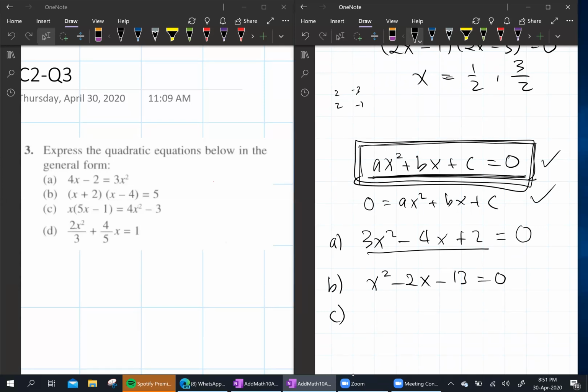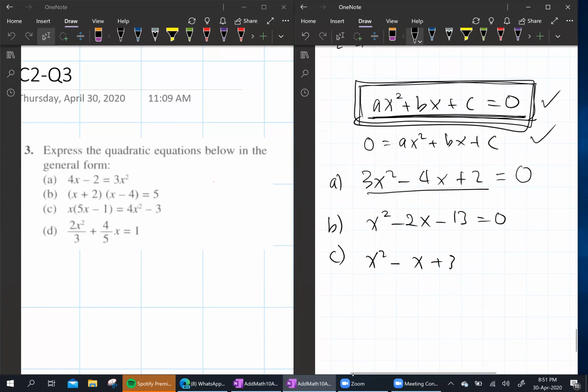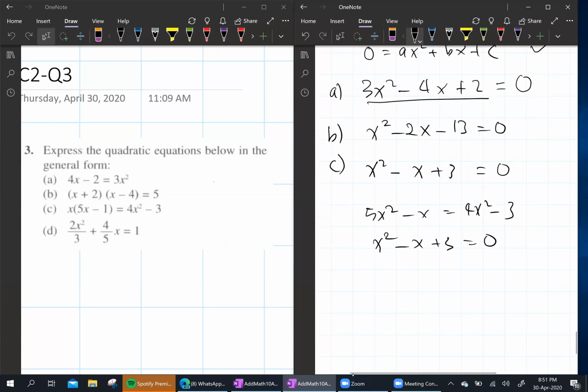Teacher, my third answer is x squared minus x plus 3 plus 3 equal 0. I just check and see. 5 squared minus x equals to 4x squared minus 3, and this is x squared minus x plus 3 equals to 0. Okay, right. D.